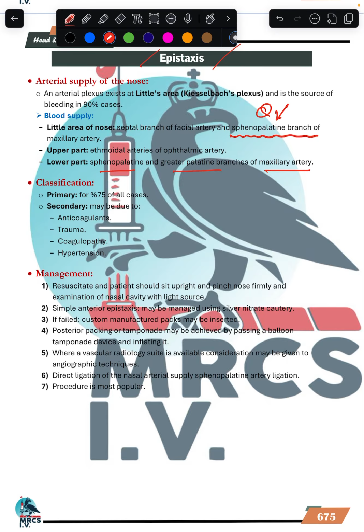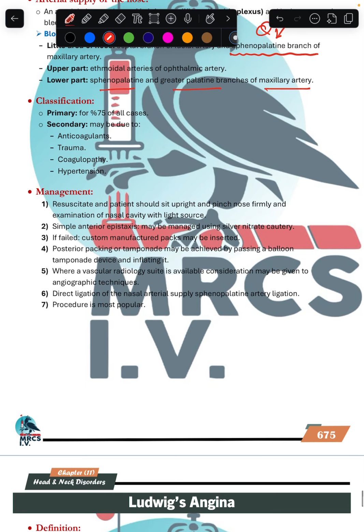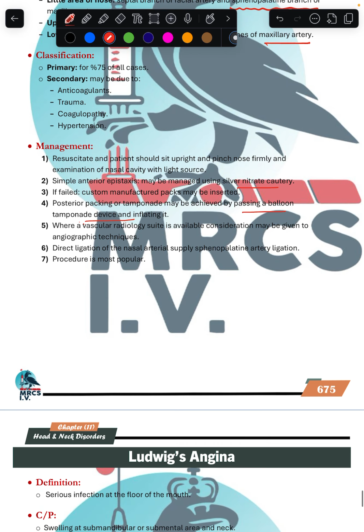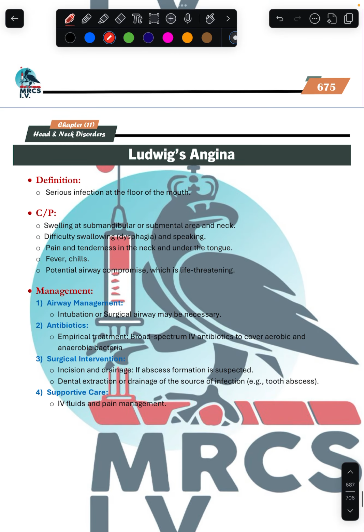75% of cases are primary. Secondary causes may be due to anticoagulants, trauma, or coagulation disorders. For first aid, the patient should sit up and pinch the nose firmly. Simple anterior epistaxis may be managed by silver nitrate cautery. If that fails, packs may be inserted. Posterior packing or tamponade may be done using a balloon tamponade device. If a vascular radiology suite is available, embolization can be done. Otherwise, direct ligation of the nasal artery or sphenopalatine artery ligation.